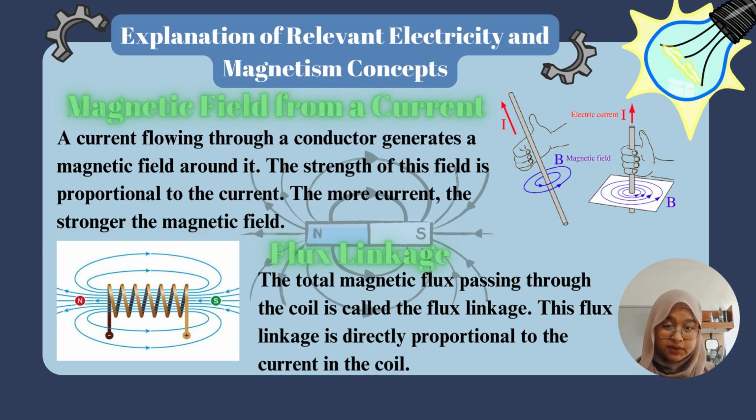There are 4 different types, so we are going to take a look at them one by one, so stay tuned. The first one is magnetic field from a current. A current flowing through a conductor generates a magnetic field around it. The strength of this field is proportional to the current, which means the more current, the stronger the magnetic field. This is flux linkage. The magnetic flux passing through the coil is called flux linkage. This flux linkage is directly proportional to the current in the coil.